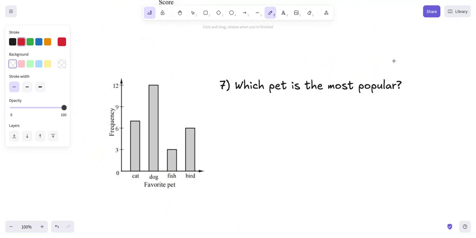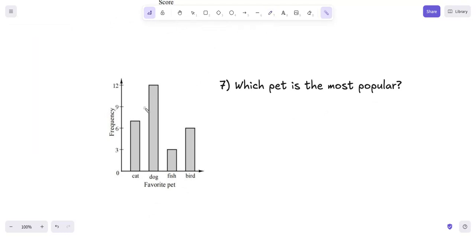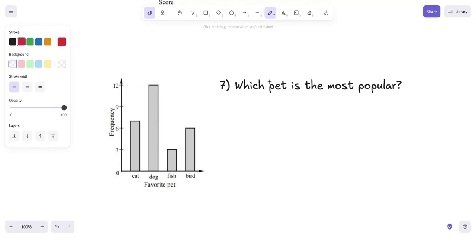Number 7. Which pet is the most popular? Again, I'm looking to see whether it's a histogram or bar graph. I see gaps, and I don't see any number ranges here. I see categories instead, so it's a bar graph. The pet that's most popular has the highest frequency, which is, of course, man's best friend, a dog.